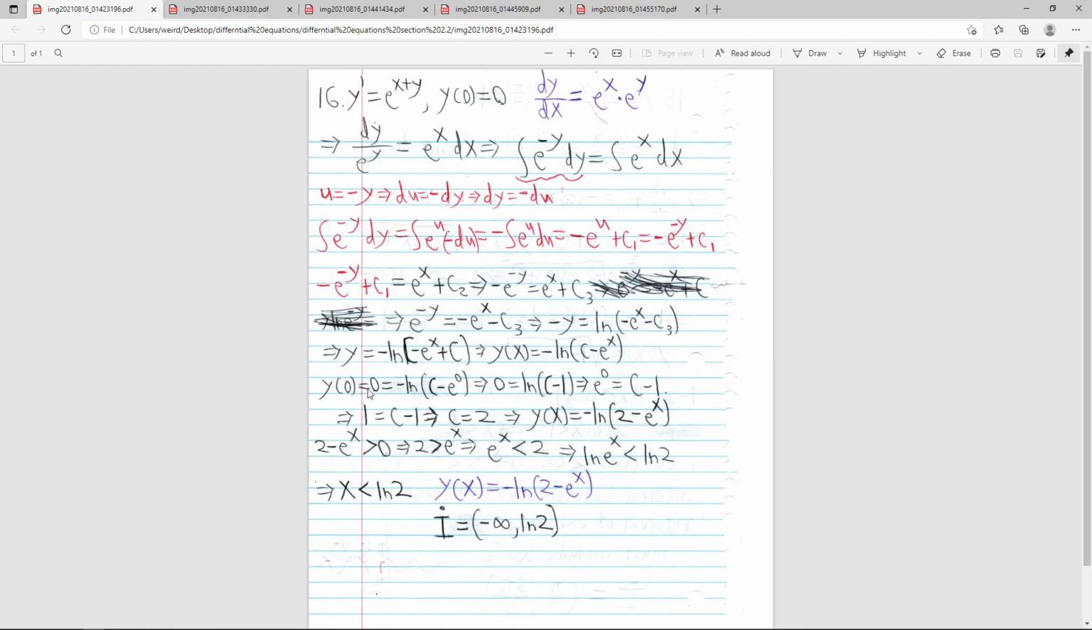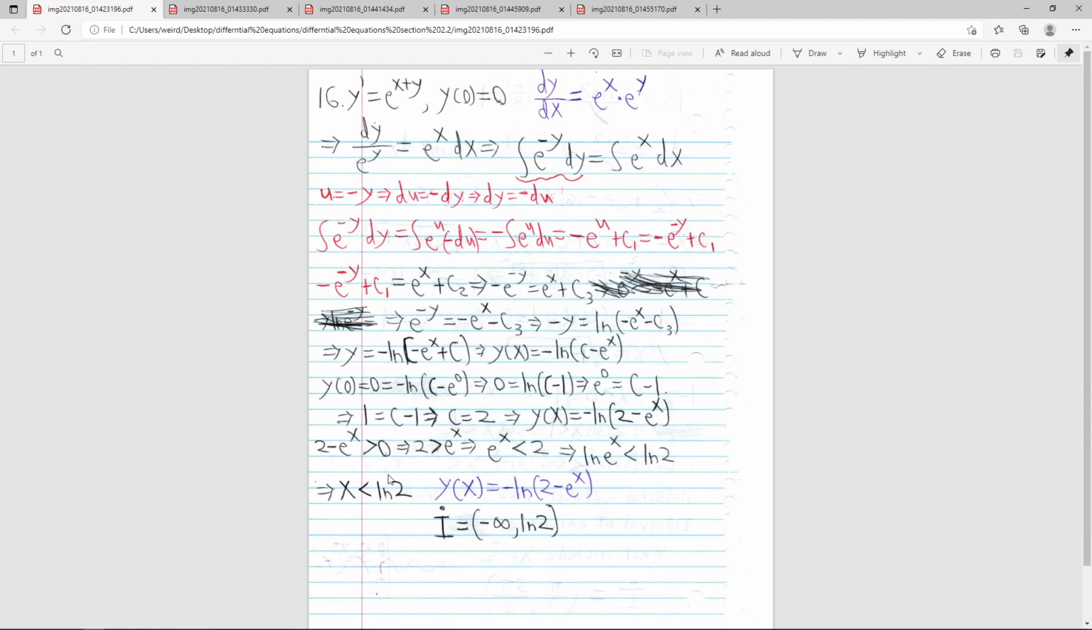So y of 0 equals 0. That means 0 is equal to negative ln of c minus e to the 0. Because we can divide by negative 1, it's 0 equals ln of c minus 1, because e to the 0 is 1. We raise to the e power to get rid of the natural log, so e to the 0 equals c minus 1. So 1 equals c minus 1, and you add 1 to both sides, so c equals 2. So y of x equals negative ln of 2 minus e to the x.